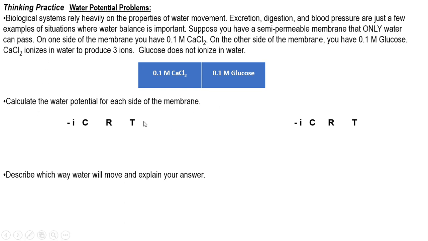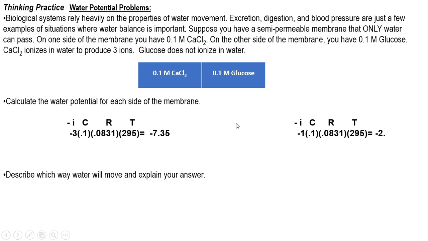T is temperature. Did they give us temperature up here? No, they didn't. All right, so what's your temperature? Always assume either 22 Celsius or 25 Celsius for room temp. Usually they will tell you the temperature. So let's assume it's going to be 22 Celsius. Okay, so you plug those numbers in, and here's what you get. On this side, we get negative 3 times 0.1 times 0.0831, and our temperature is 295. When you multiply this out, it's negative 7.35.